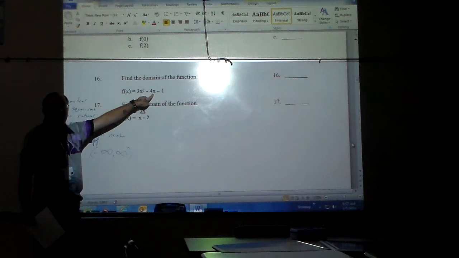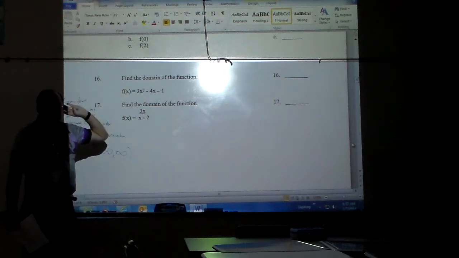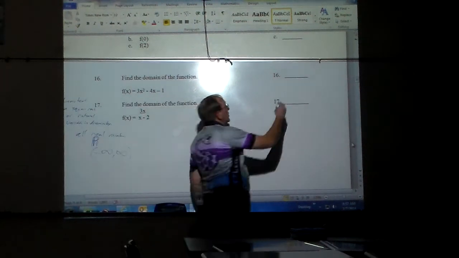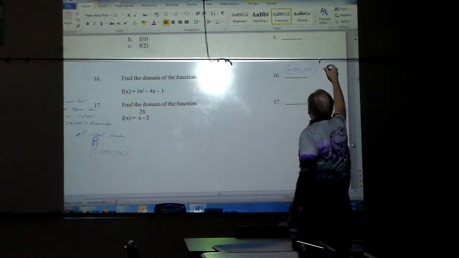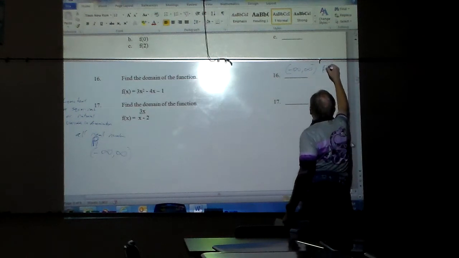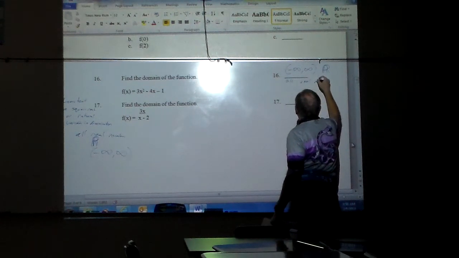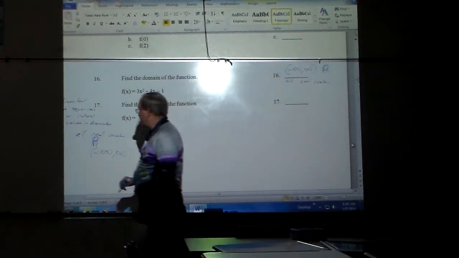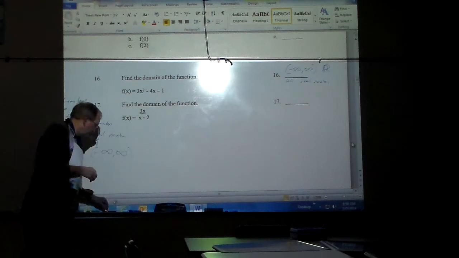So look up here. X is not limited in any way. So if you were to graph this, it would make a quadratic, a parabola, and it would go on and on to infinity and beyond for the domain. So the domain here is all real numbers. Or you could write, I will take this for an answer, or I would even take the word all real numbers. I think this is the best because as part of the test you will definitely have to use this format anyway.